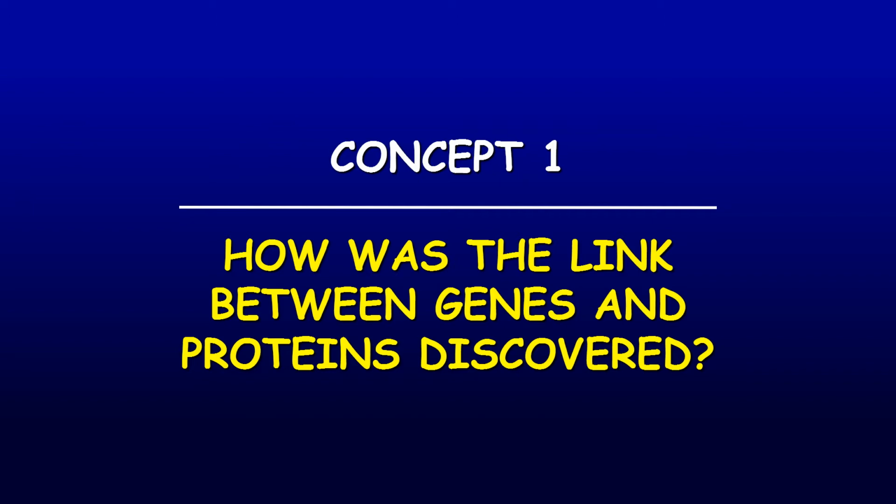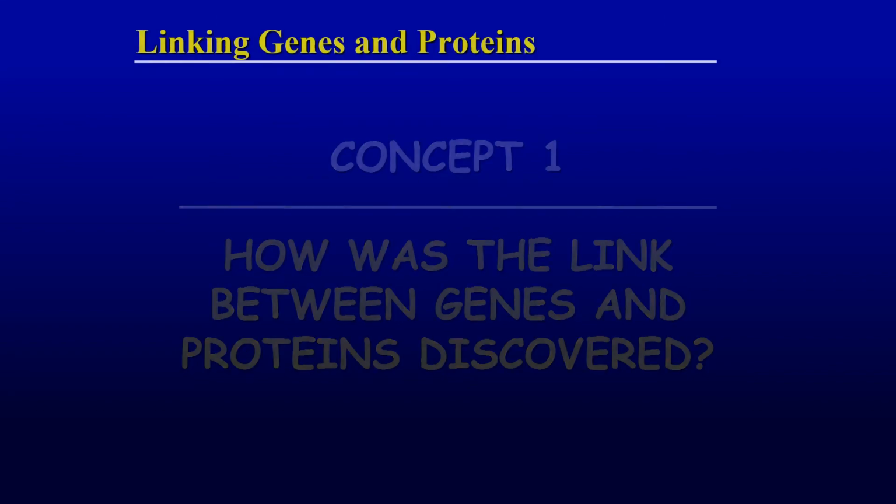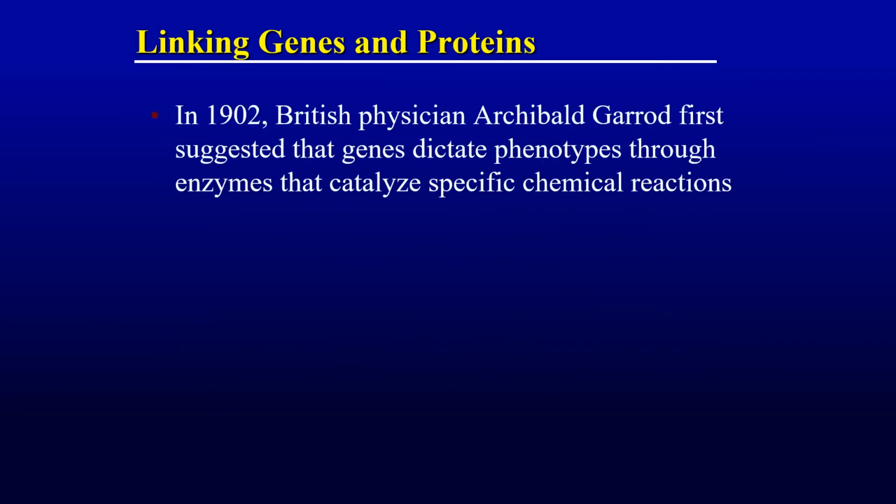Alright, so first we're going to go back in time a little bit and we're going to see how the link between genes and proteins was discovered. So we're going back over 100 years ago, 1902, and of course it was a British physician, Archibald Garrod. He was the first person to suggest that genes dictate phenotypes through enzymes that catalyze specific chemical reactions. Now at the time they didn't even know what genes were made of, but this was something that he proposed.